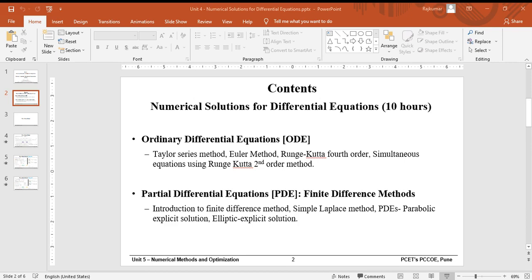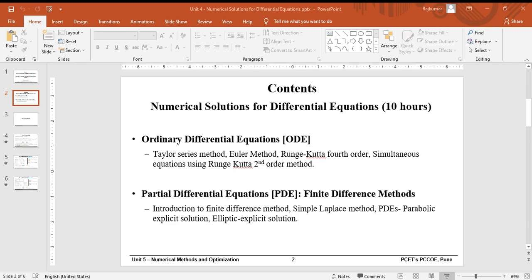In that, introduction to finite difference method, simple Laplace method, then PDEs, probably parabolic explicit solution, and elliptic explicit solution will be discussed. So we will start with Taylor series method.